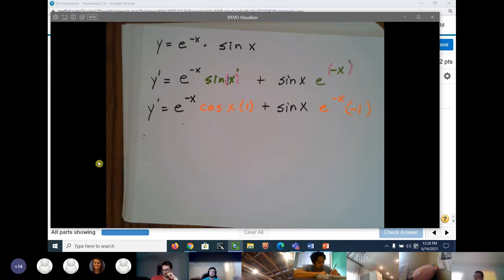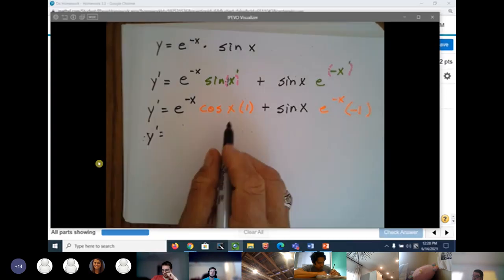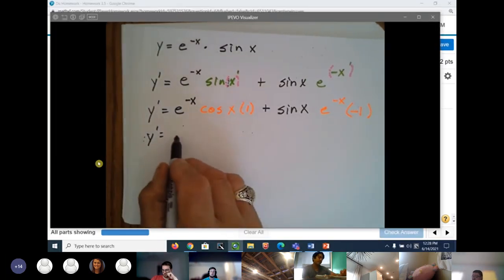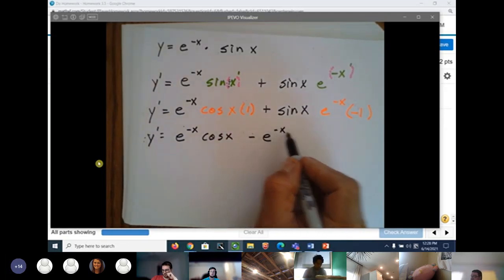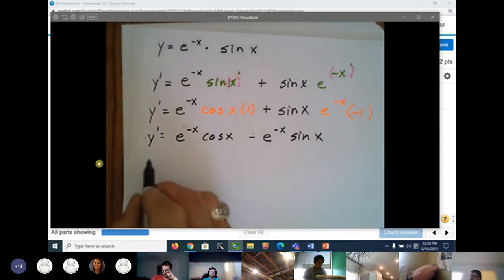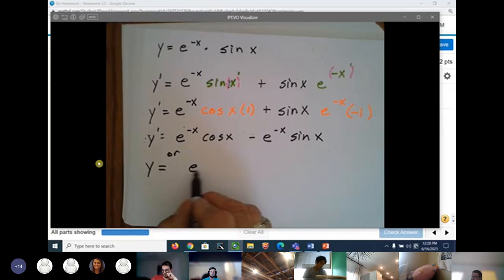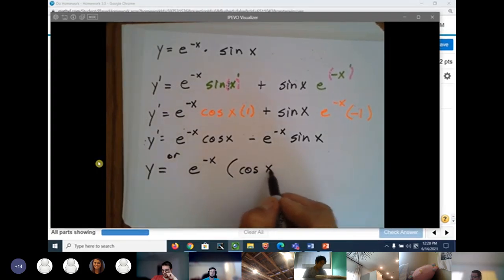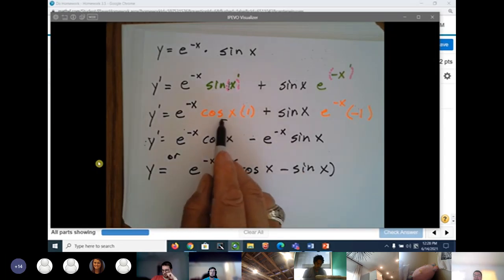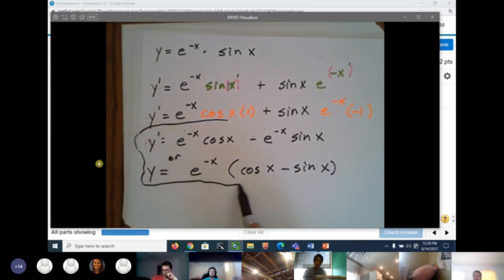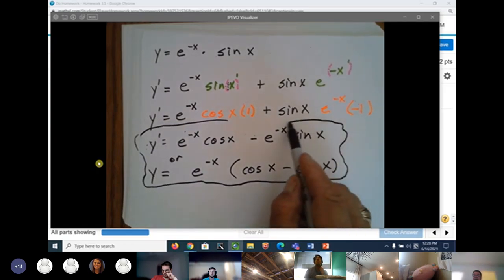All right, so here we go. Y prime is equal to all this. That e to the negative x can come out, which is e to the negative x cosine of x minus e to the negative x sine of x. And then y prime is equal to e to the negative x times cosine of x minus sine of x. Get in the habit of doing this, because sometimes this will be cosine squared plus sine squared, which is equal to 1, and you're going to see this again. So make a note. Get in the habit of factoring out with trig functions.